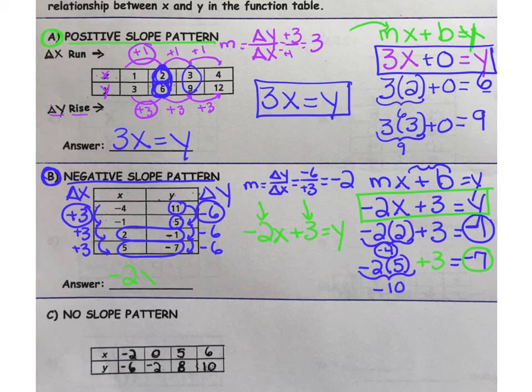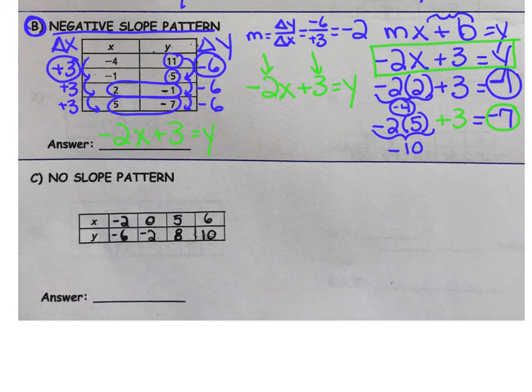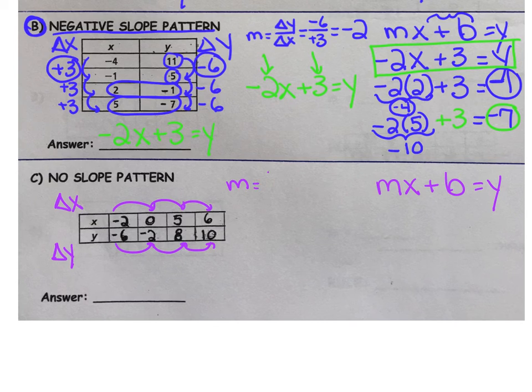Now let's move on to our final table. It looks like for this particular table, there is no slope pattern present. But we have to look closely and work through the problem completely before we make that determination. Remember, your delta x lives here along the x column, and your delta y, your change in y, lives here along the y column. So our first job is to find the slope, our delta y over delta x.